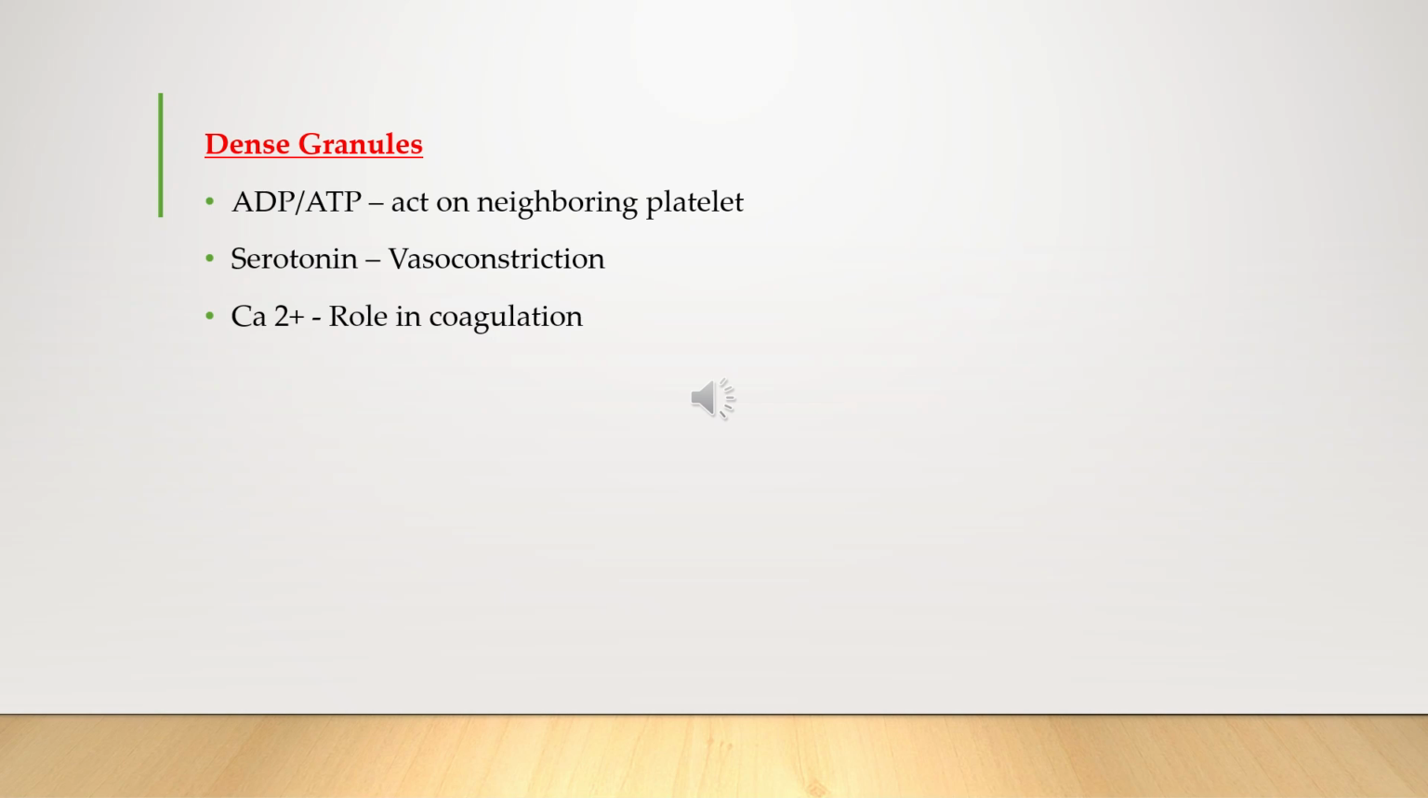Finally, let's talk about the composition of dense granules. Dense granules contain non-protein substances, non-protein derived factors such as ADP, ATP, serotonin, and calcium ion. ADP and ATP will help platelets to bind to the neighboring platelets, which helps in the aggregation of platelets. Serotonin is a vasoconstrictor. It will help vasoconstriction. And then calcium ion has an important key role in the coagulation. So this is all about platelet and its ultrastructure.